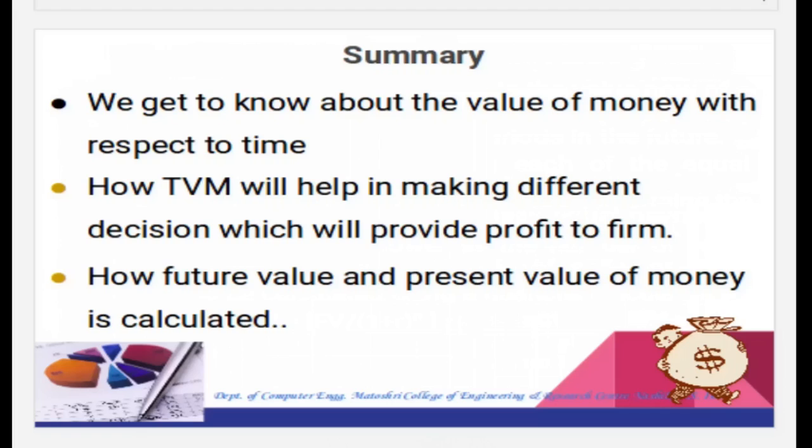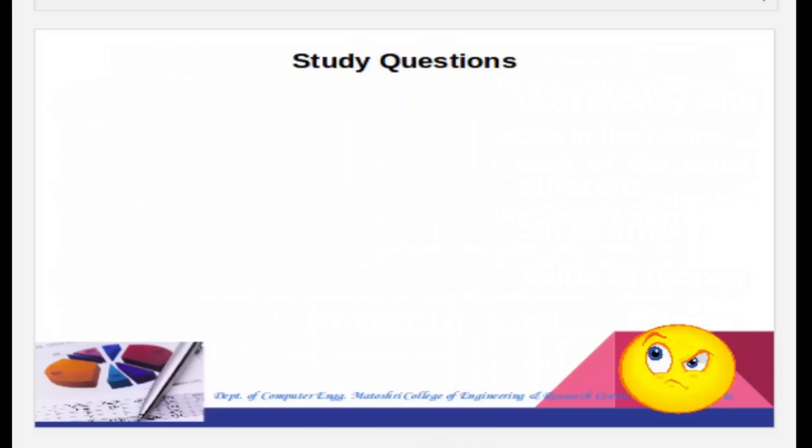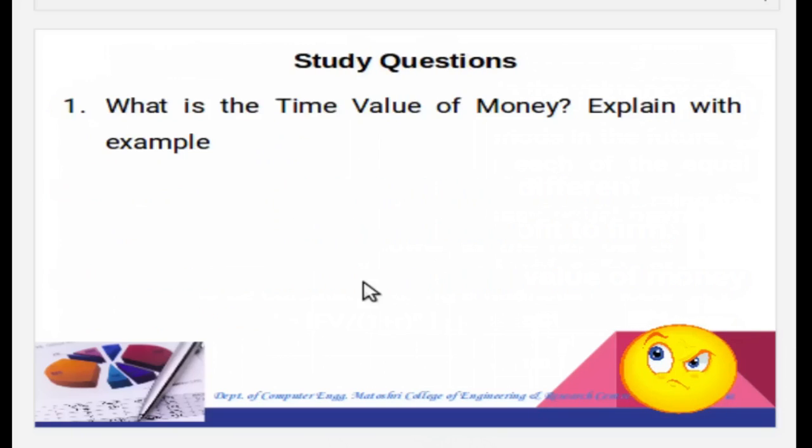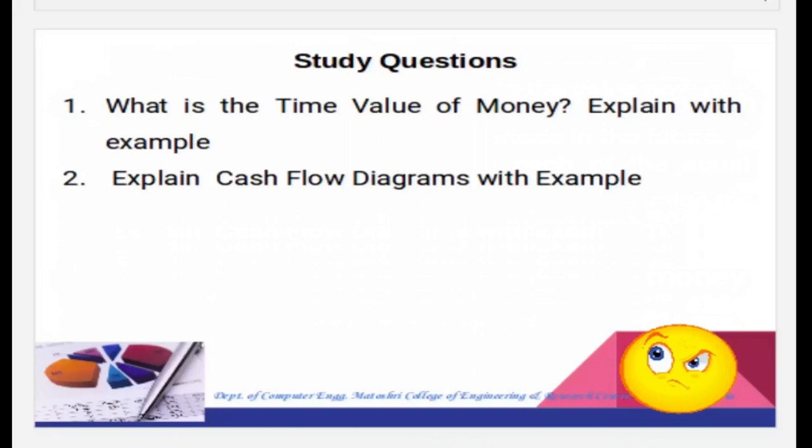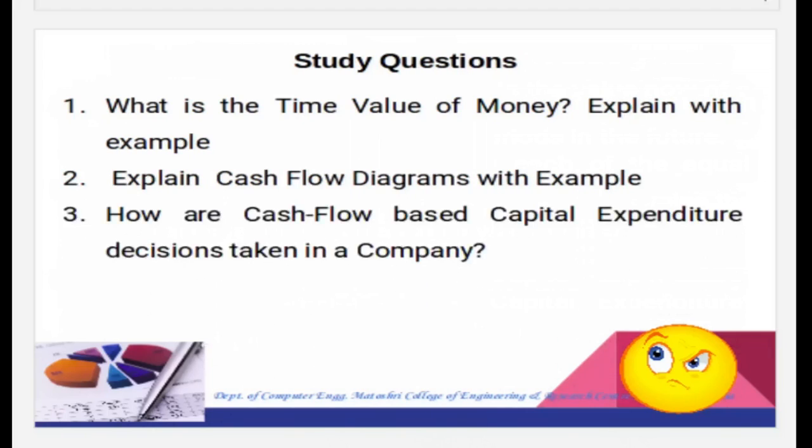Now we will see a few study questions based on today's topic. What is the time value of money? Explain with example. Then the second question: explain cash flow diagram with example. Then the third question: how are cash flow based capital expenditure decisions taken in a company? You have to solve this assignment question and upload it to our Google Classroom.